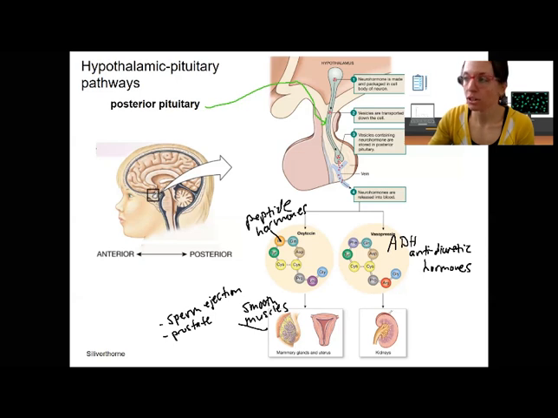ADH, antidiuretic hormone, is going to act on the kidneys to help retain water. So antidiuretic means retaining water, and we'll come back to this at the end of the semester.